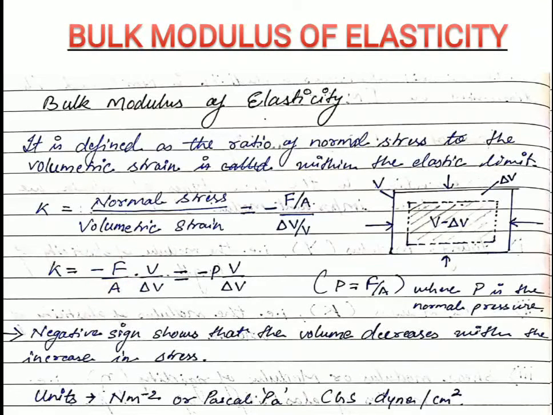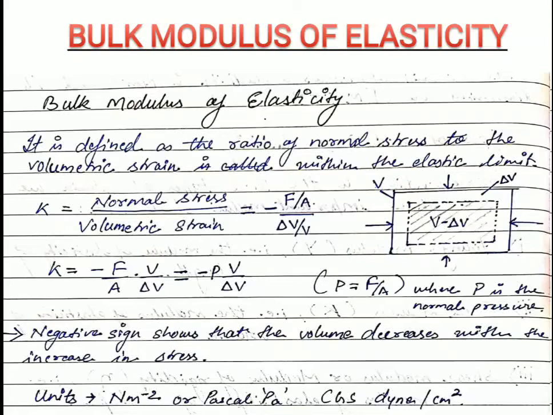Why this now? So students, force upon area can be written as P. So P equals F by A. You already know pressure equals force upon area. The unit of bulk modulus of elasticity will be Newton per meter square or Pascal, and in CGS unit it would be dyne per centimeter square. Let's move to the next topic.